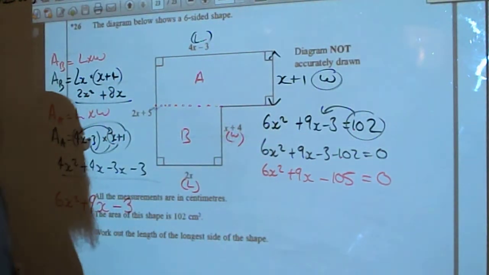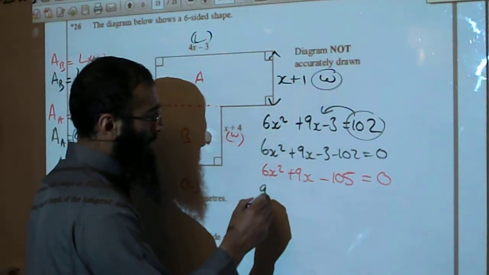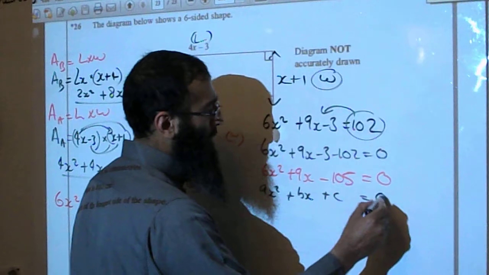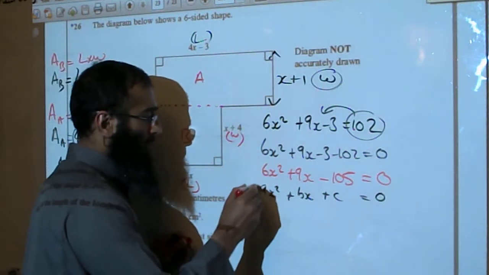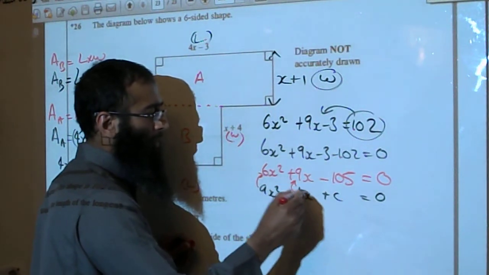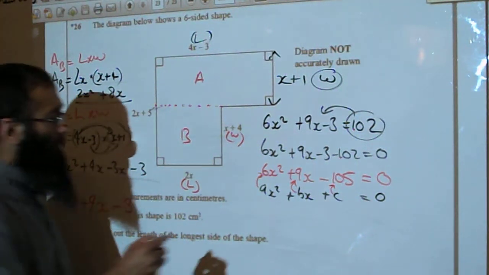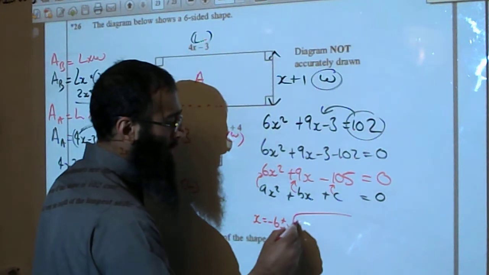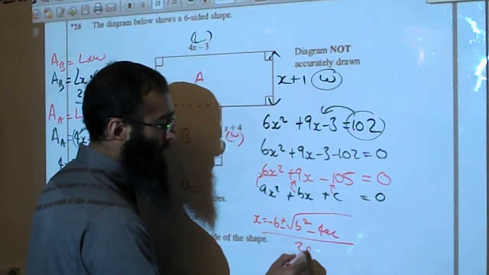What I'm going to do now, I know this is a calculator paper and we should work out using the quadratic equation. Okay, if we use the quadratic equation, we have ax squared plus bx plus c is equal to 0. So now we can see that our a value is 6, our b value is 9, and the c value is minus 105. And then we have our formula. We have x is equal to minus b plus or minus the square root of b squared minus 4ac, divided by 2a.